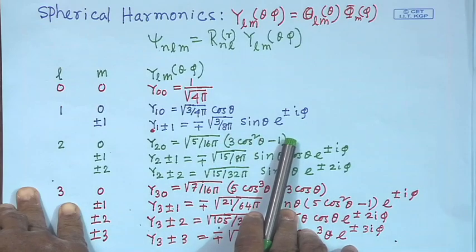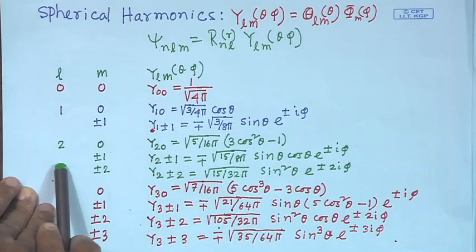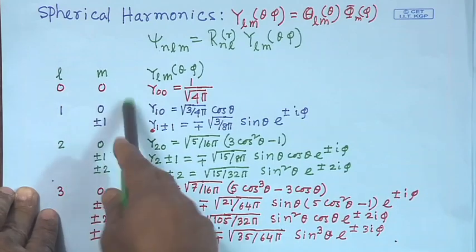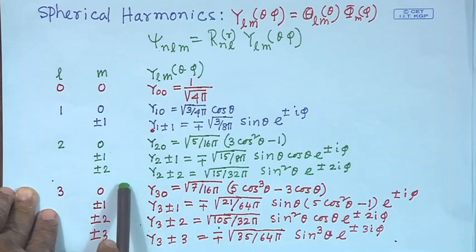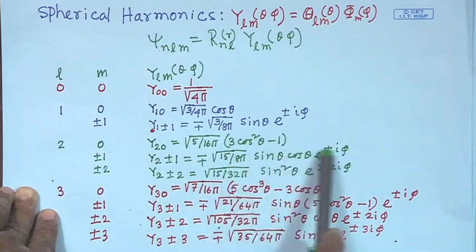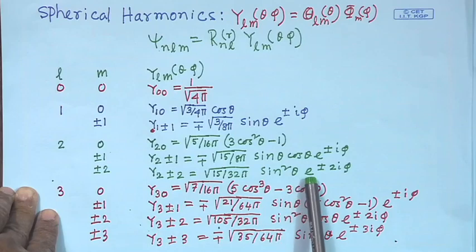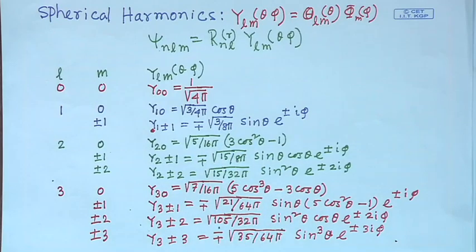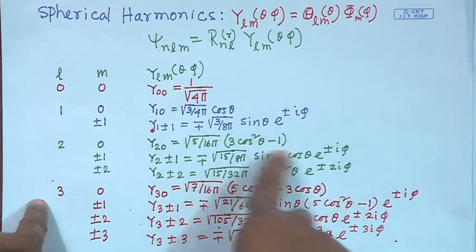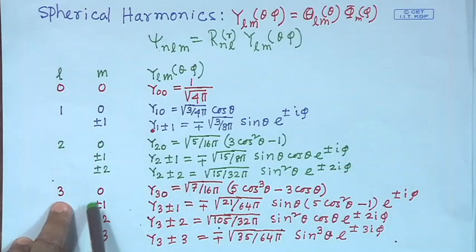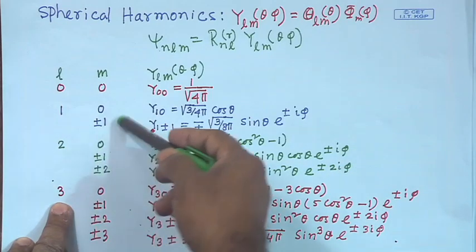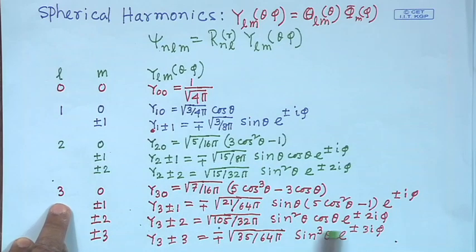Similarly, for L equal to 2, M equal to 0, plus minus 1, plus minus 2, the corresponding spherical harmonics are given here. Sine and cos terms are included, and they are squared. They have some particular form that I have shown here. So for L equal to 3 and different values of M, these are the things.